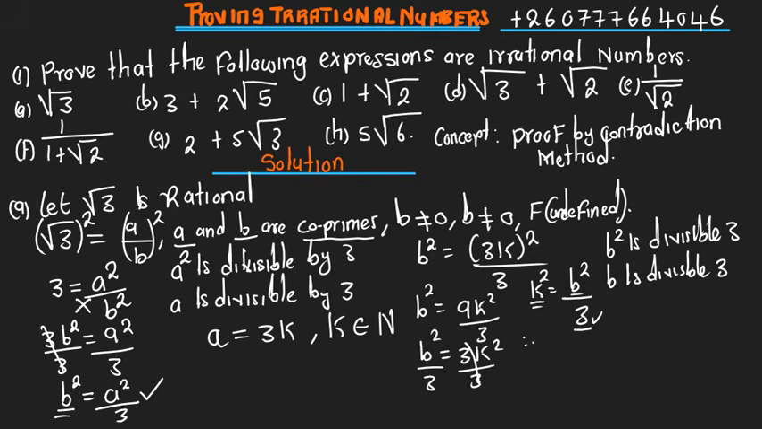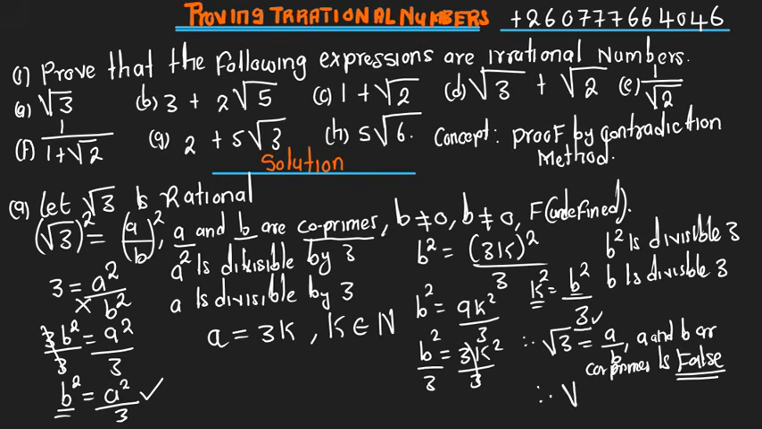Henceforth, our assumption that root of 3 is equal to A over B, where A and B are co-primes, is false, because 3 is able to get into those numbers. Henceforth, root of 3 is not rational. Instead, it is irrational. So that is how you prove for this particular type of questions.